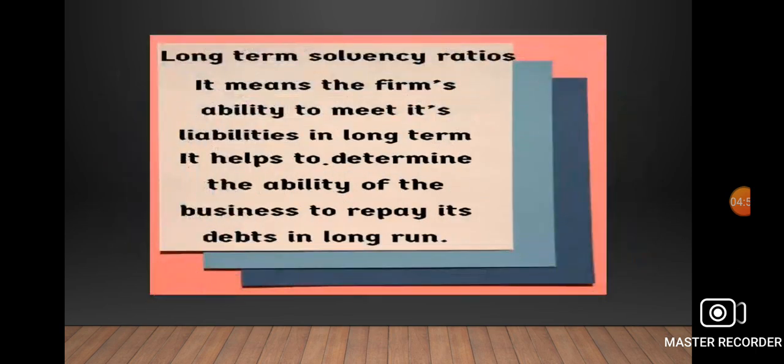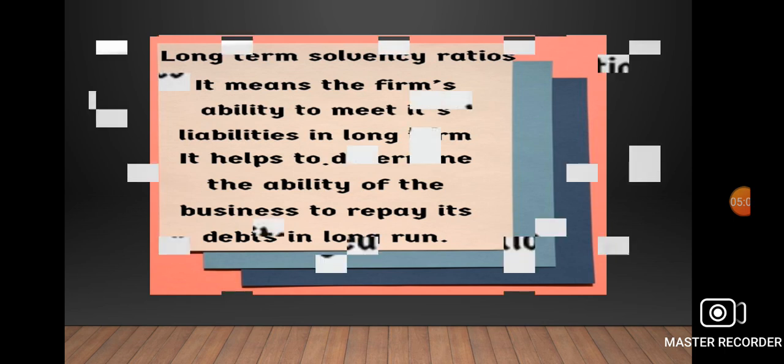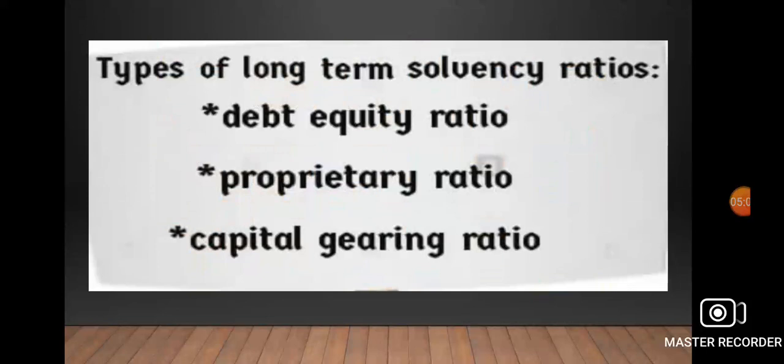Long-term solvency ratio means the firm's ability to meet its liabilities in the long term. It helps to determine the ability of the business to repay its debts in the long run. Types of long-term solvency ratio: first one is debt equity ratio, second one proprietary ratio, third one capital gearing ratio.